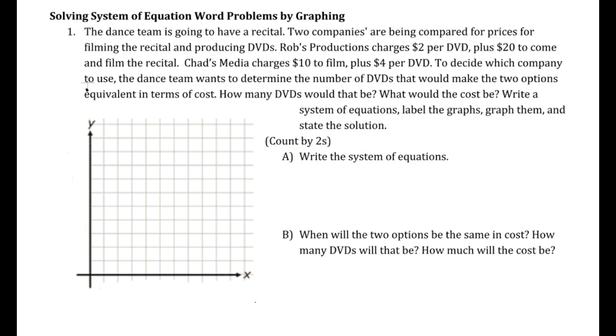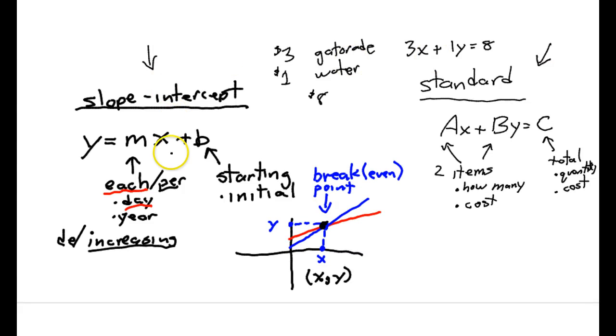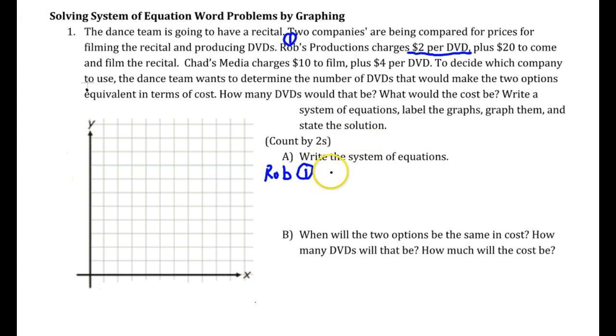So let's do the first equation, and that will be Rob's. Okay. And that's right here. So it's $2 per DVD. Is this the slope or the y-intercept? Slope, y-intercept. So use your notes. Let's back up here. Okay, each, per. Now, when you see that, you know it's a slope. So that's the most important part. If we don't do this correctly, it won't matter how we graph it. It will never work out right.